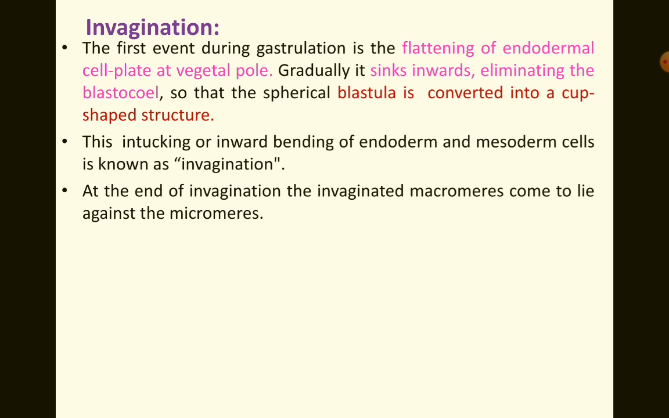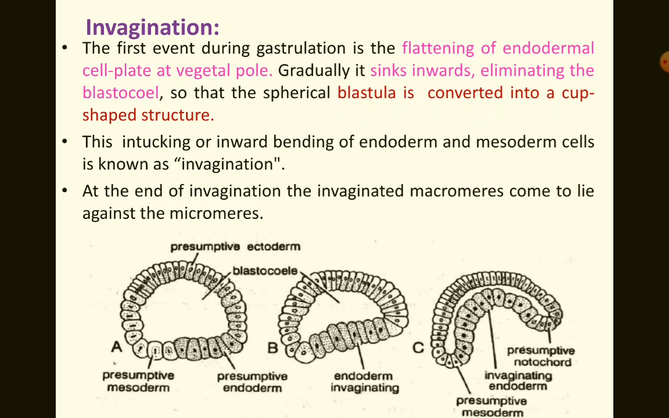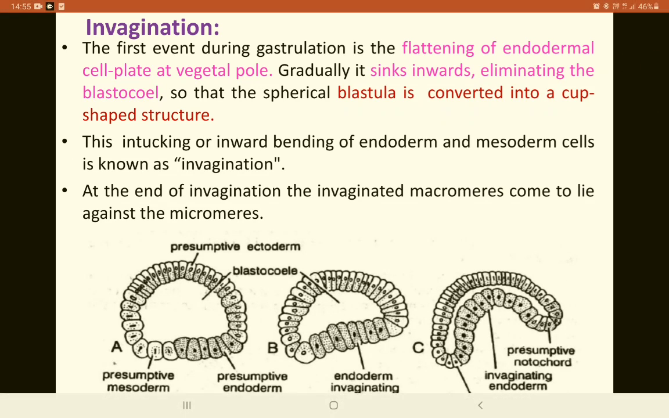Now, invagination. The first event during gastrulation in Amphioxus is the flattening of the endodermal cell plate at the vegetal pole. Once these endodermal cells become flattened, that represents the first stage. You can see in this diagram the flattening of the endodermal plate takes place, which is the first event to trigger the process of gastrulation.